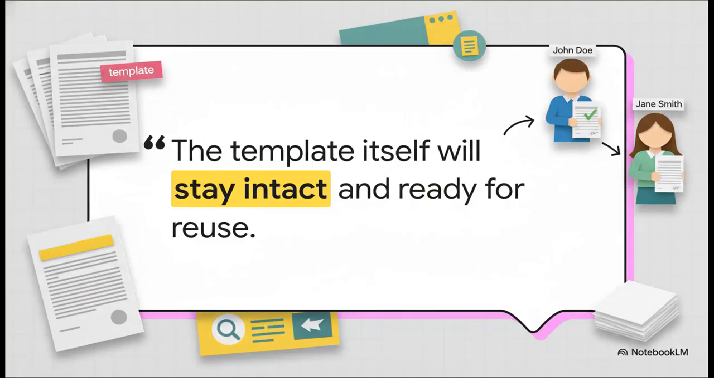And here's the golden rule, the most important thing to remember. The template itself will stay intact and ready for reuse. When you send that copy to John Doe, your master template is still sitting there, completely untouched, ready for Jane Smith tomorrow. It's a non-destructive process, which means you do the work once and reap the rewards forever.